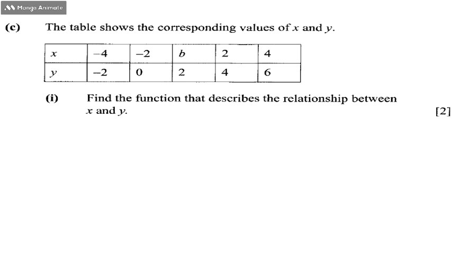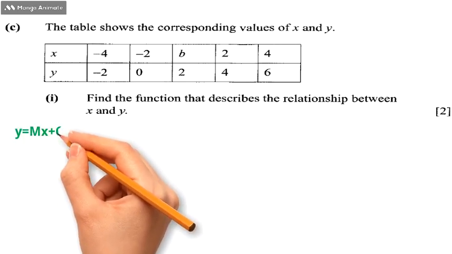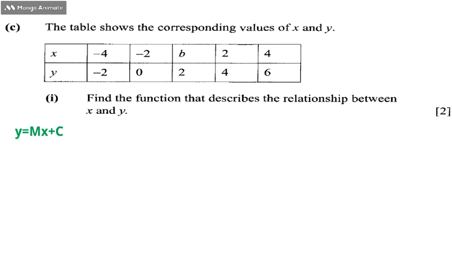Find the function that describes the relationship between x and y. To find the function, what we're going to do first is come up with a formula, which is y is equal to mx plus c. Okay, so m stands for the gradient. So the first thing we're going to do is find the gradient.